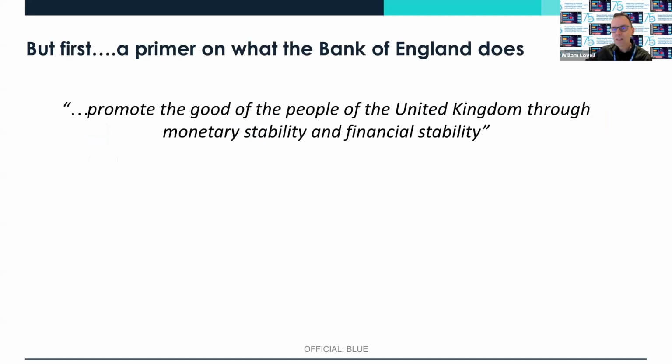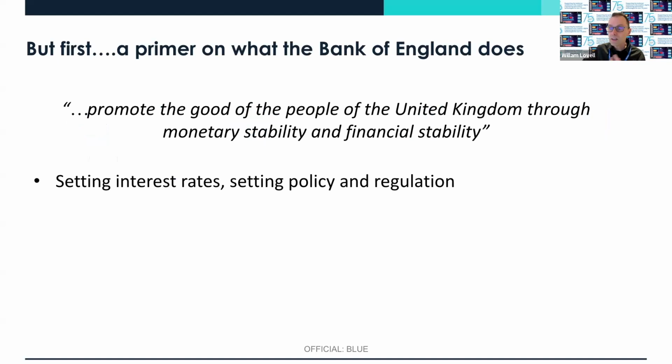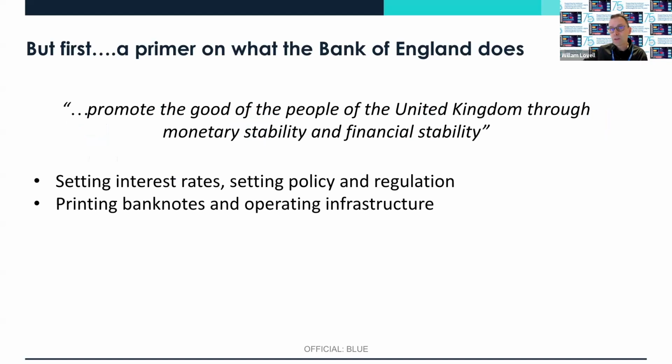So first of all, this is the mission statement of the Bank of England. It's to promote the good of the people of the United Kingdom through monetary stability and financial stability. So that means monetary stability means stable prices, and financial stability means a stable system. And we do that by setting interest rates, setting policy, and by regulating banks. We also do that by printing banknotes and operating infrastructure. So creating a digital pound is the digital equivalent, if you like, of printing banknotes, but it also represents operating infrastructure. So it's not a million miles away from the responsibilities that we already have.